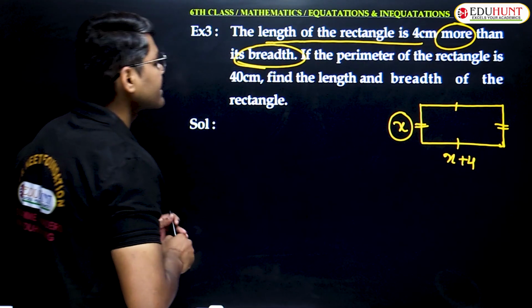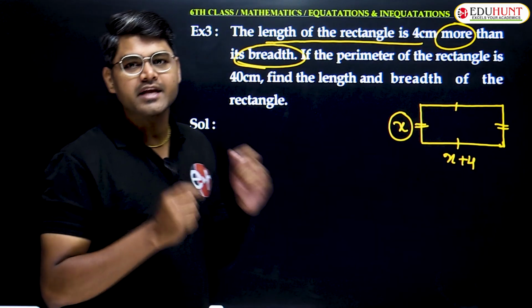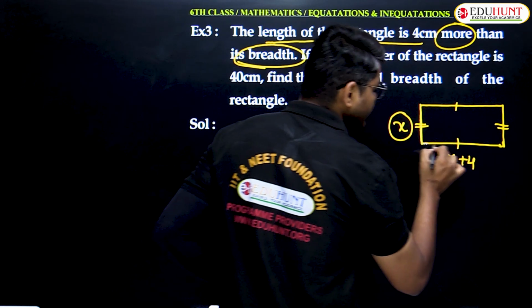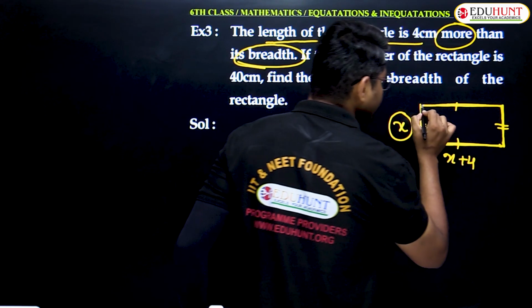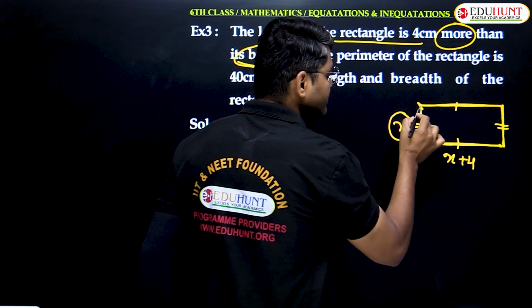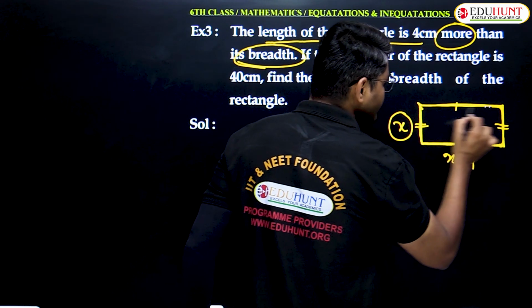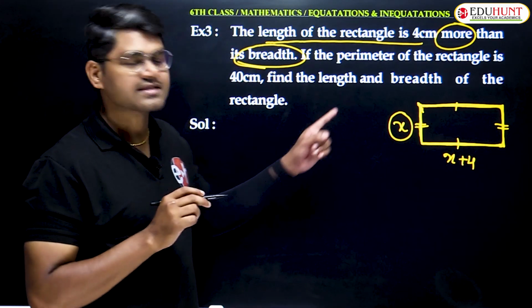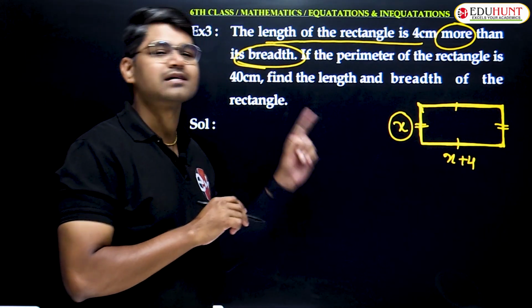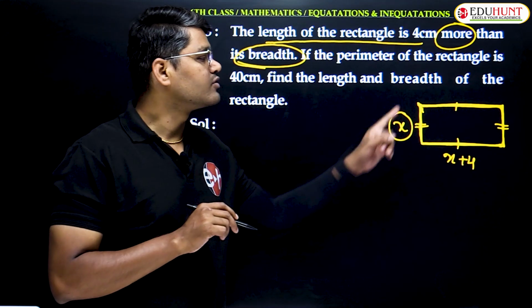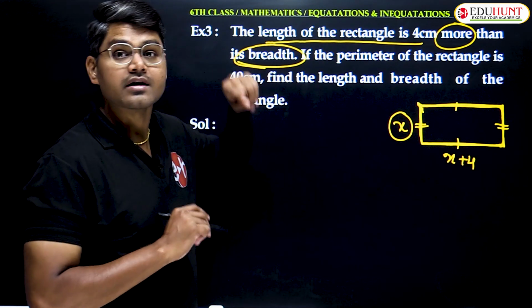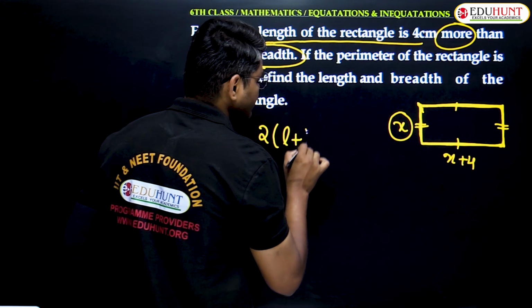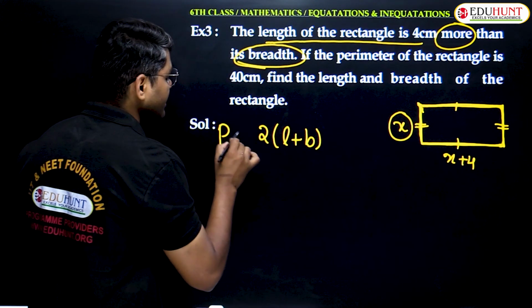If the perimeter of the rectangle is 40 centimeters, what do you mean by perimeter? Perimeter of a rectangle means, this distance or this length, I started here and I should end again here. That is called perimeter. Perimeter means sum of all sides. By using that sum of all sides, we will get a formula for rectangle perimeter: 2 into (length plus breadth). This is the perimeter for a rectangle.